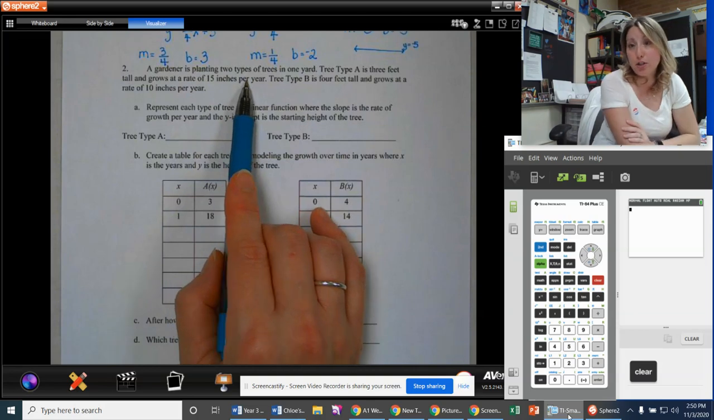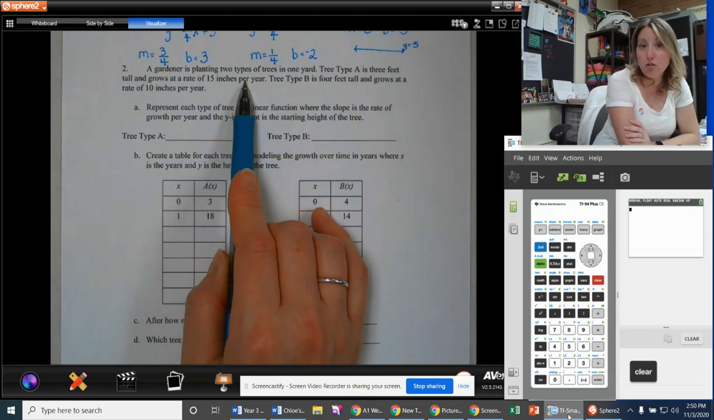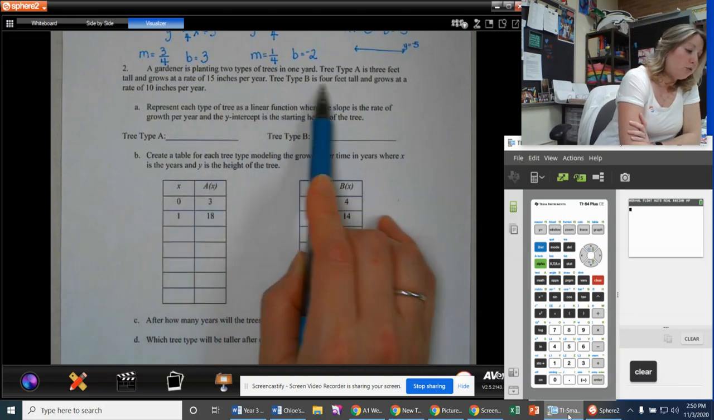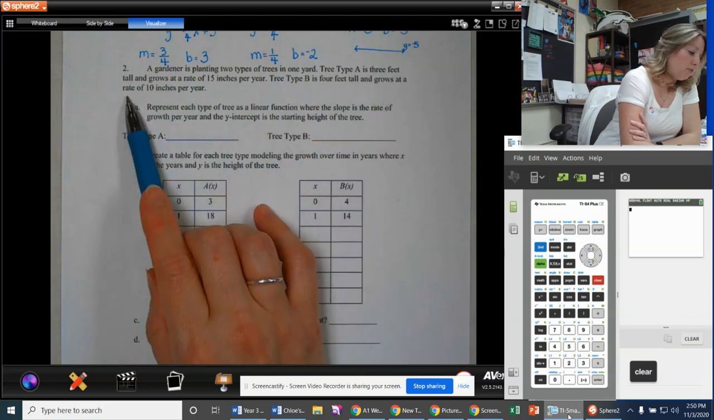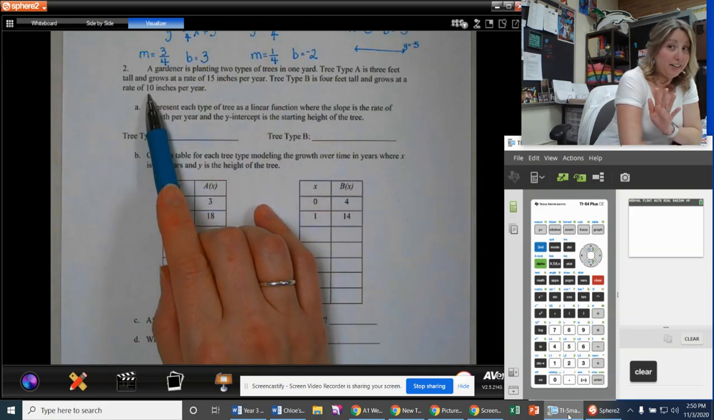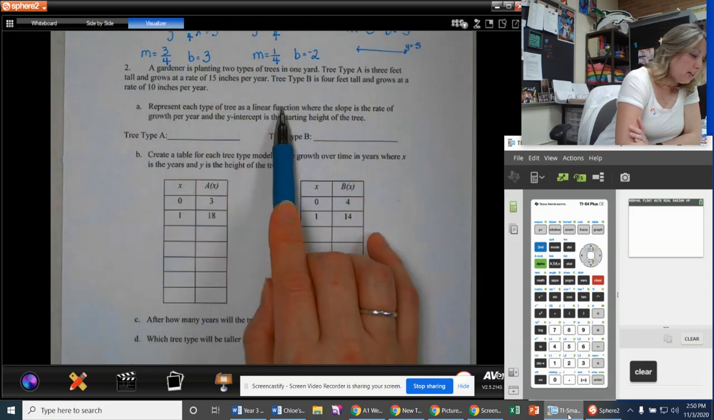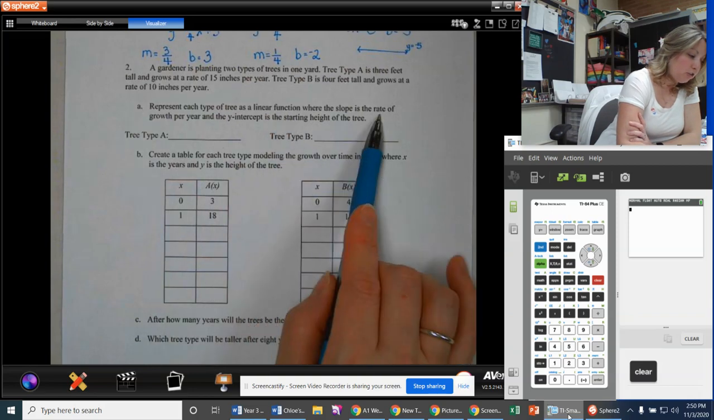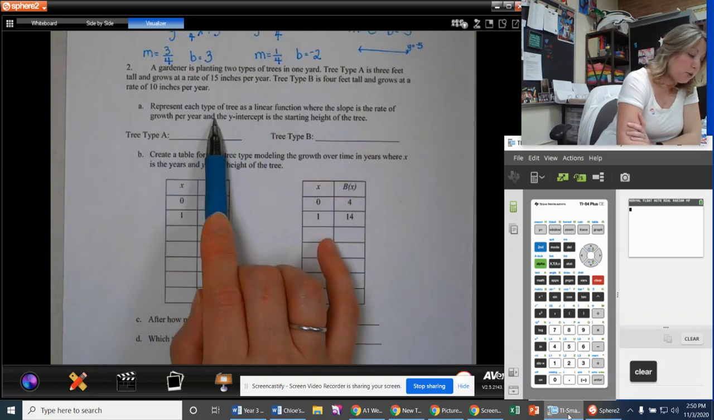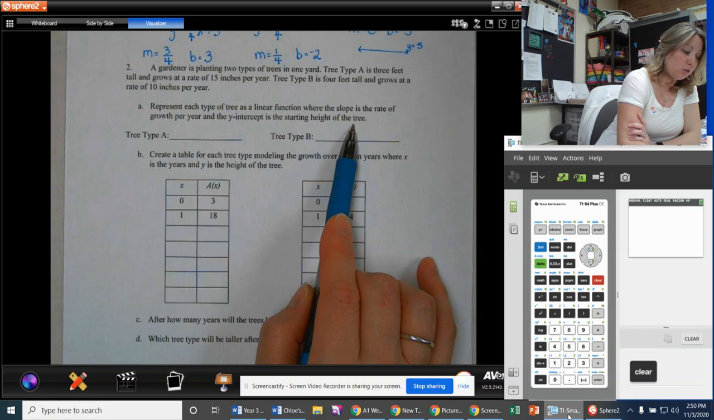Sounds like since it's per year, that's a constant rate of change. Tree type B is 4 feet tall and grows at a constant rate, I added constant because I can see it coming, of 10 inches per year. Represent each type of tree as a linear function where the slope is the rate of growth per year and the y-intercept is the starting tree height.